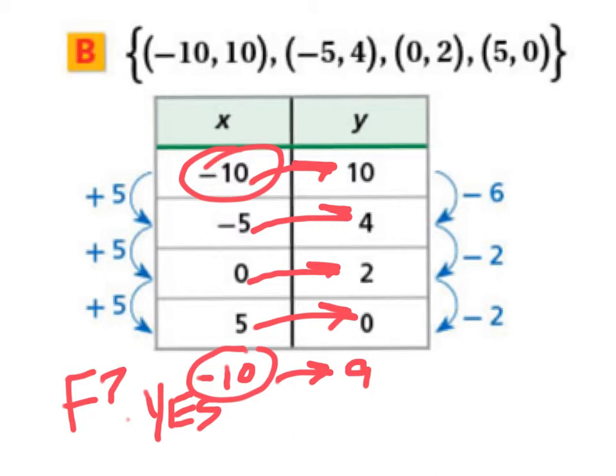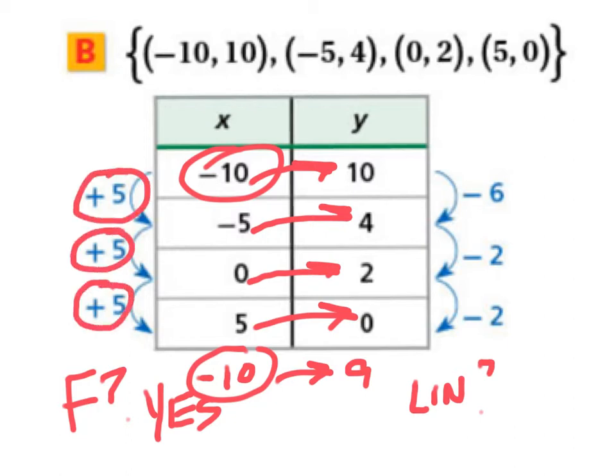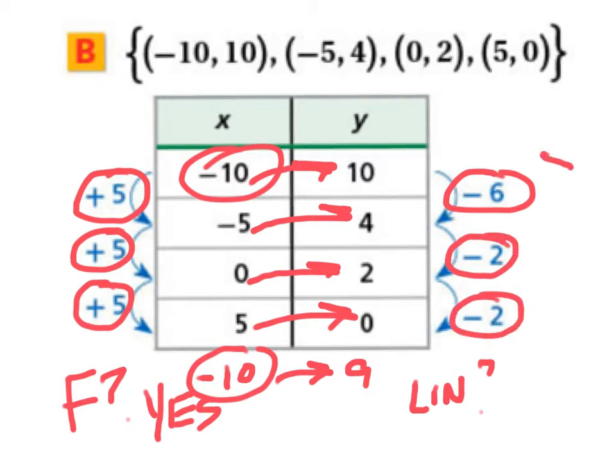That is a function. And as for the linear, the x values are increasing by 5 each time. But notice that for the y values, you're going down by 6, but then you go down by 2 and down by 2. Is this a consistent change in the y values? No, it is not. So the answer is no.